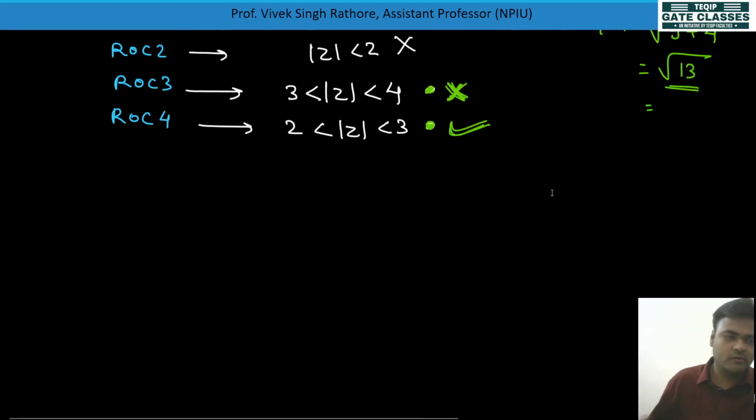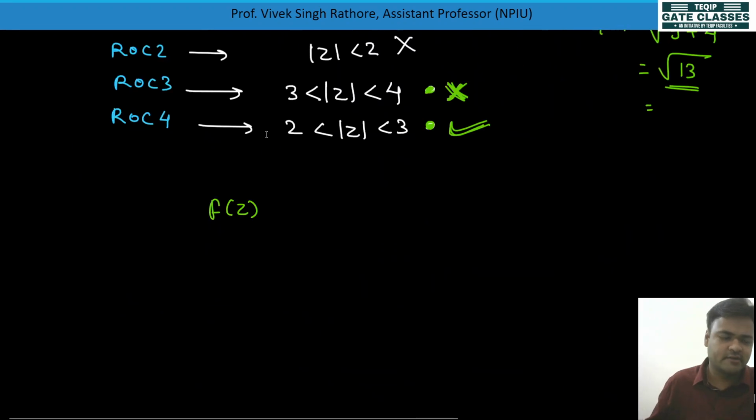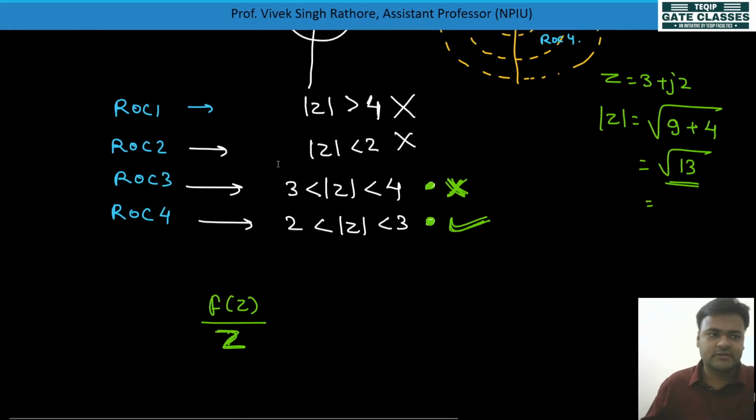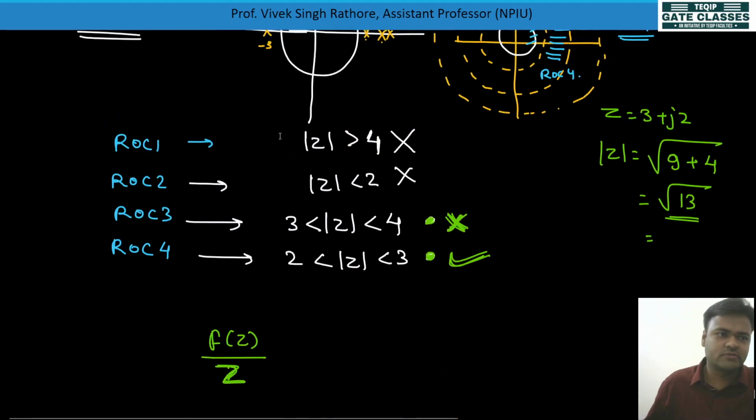So what we'll do, the first step: f of z was there in the question. We'll take this z value to the downside of f of z. Why are we doing this? Because it will make partial fraction easy. Otherwise, when we do partial fraction, this z will cause nonsense. So we'll keep that z downside.